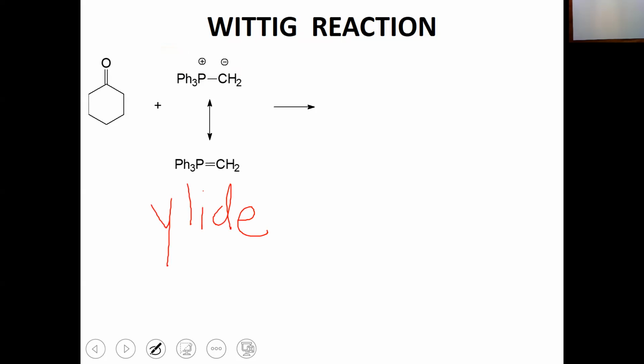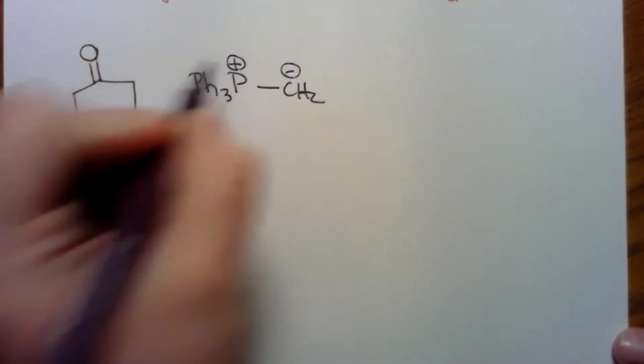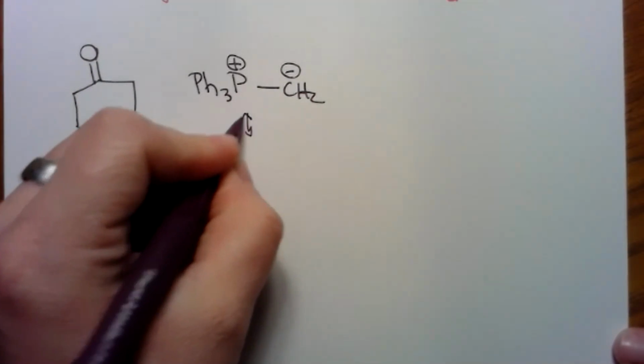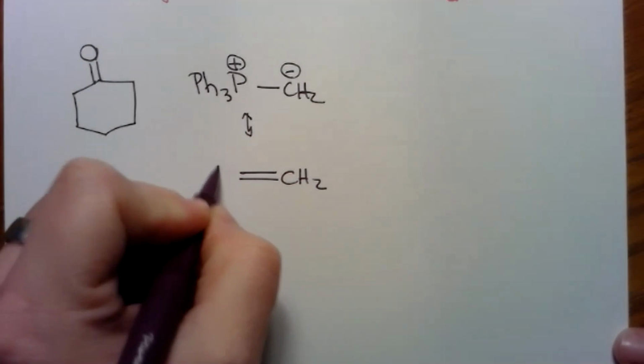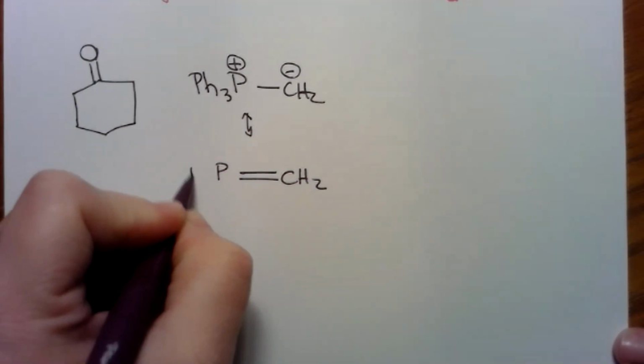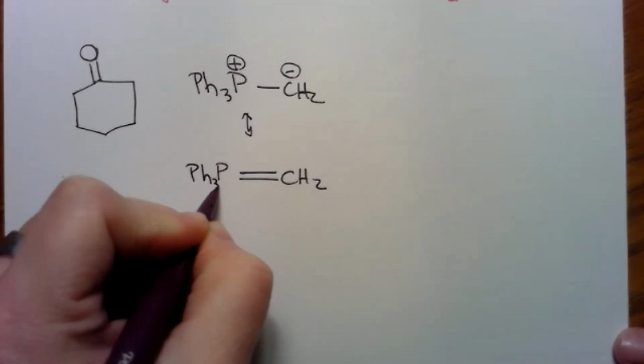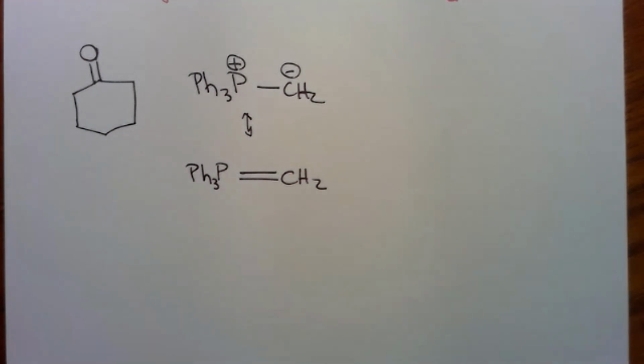Y-L-I-D-E, ylide. So the ylide reacts with a carbonyl to form a C double bond C. Let's see how that works. You can draw the mechanism from either of the resonance structures of the ylide. You're just going to need more arrows, or your arrows are going to need to come from different places depending on which one you do.